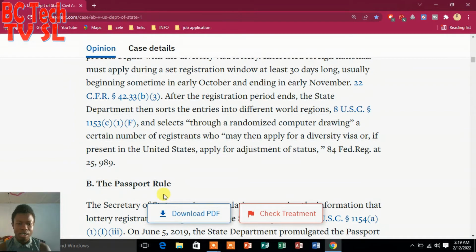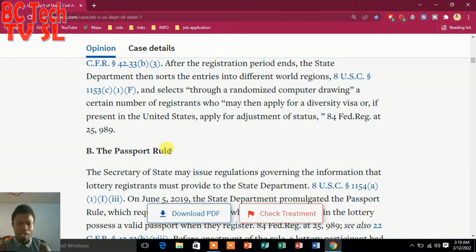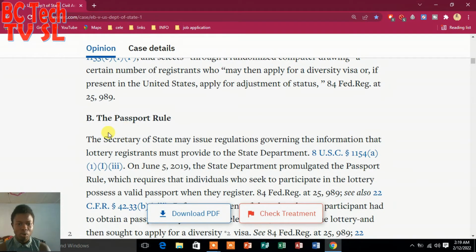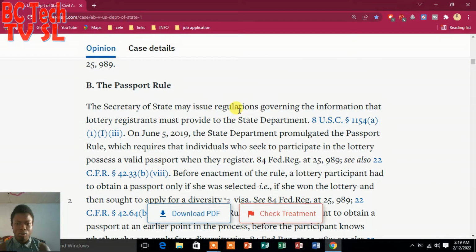And this is B, the passport rules. This is what I wanted to explain to you guys. But here we are. This is the passport rules. The Secretary of State may issue regulations governing the information that lottery registrants must provide to the State Department. The State Department promulgated the passport rules, which required that individuals who seek to participate in the lottery possess a valid passport when they register. Oh, this is great.